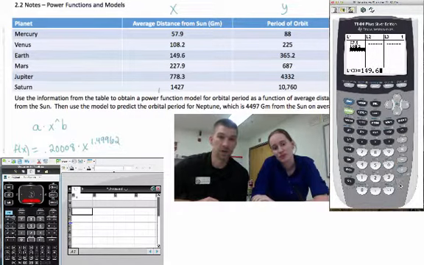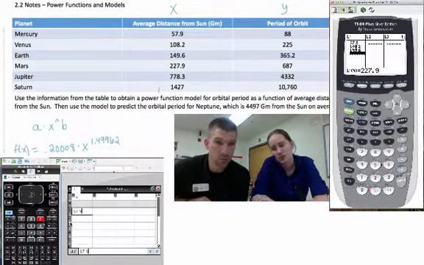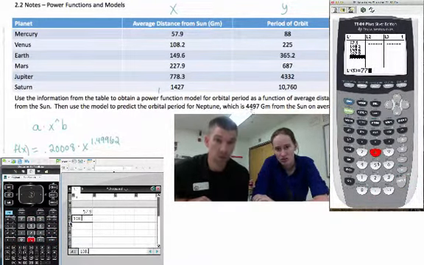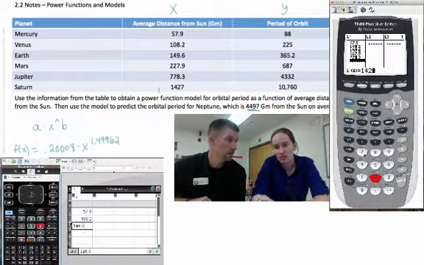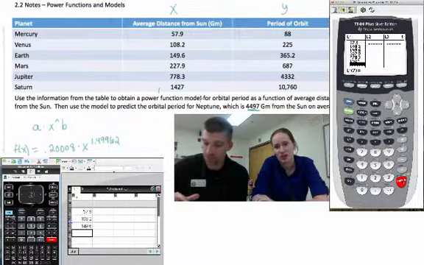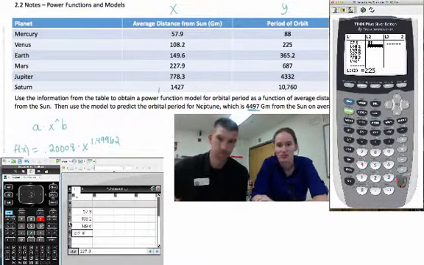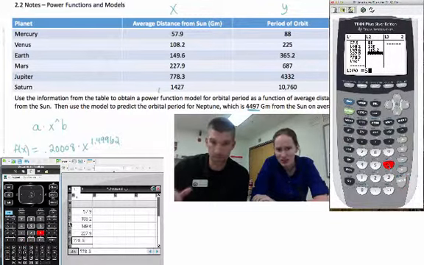Once you have your equation, it says use the model to predict the orbital period for Neptune. The orbital distance for Neptune is 4497 gigameters. I'm pretty sure I looked that up last year. So are we plugging that in for X? Plugging that in for X.